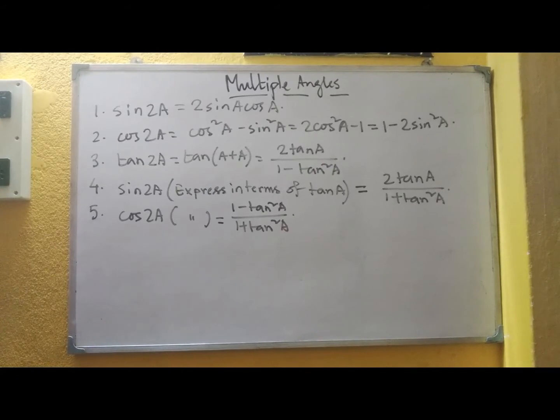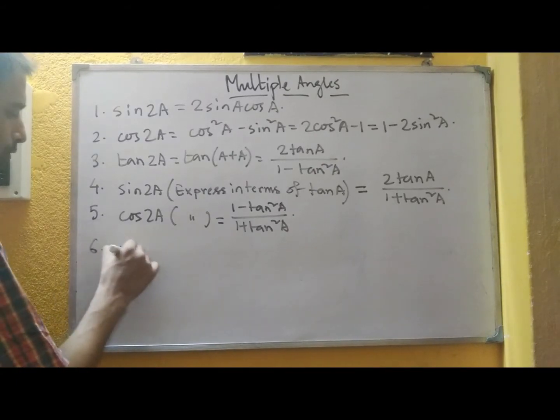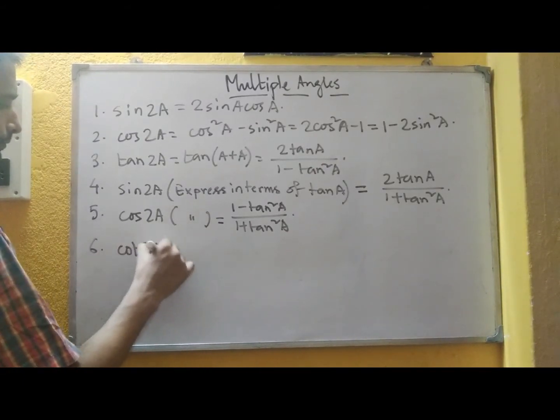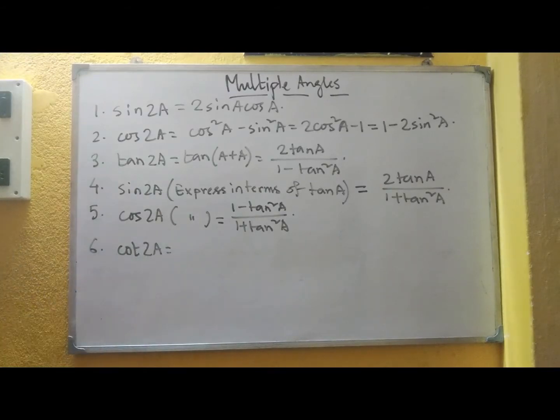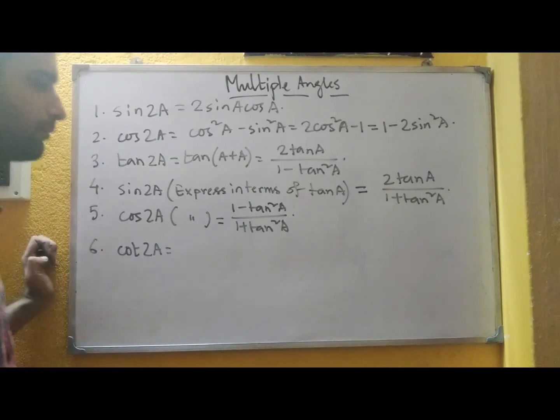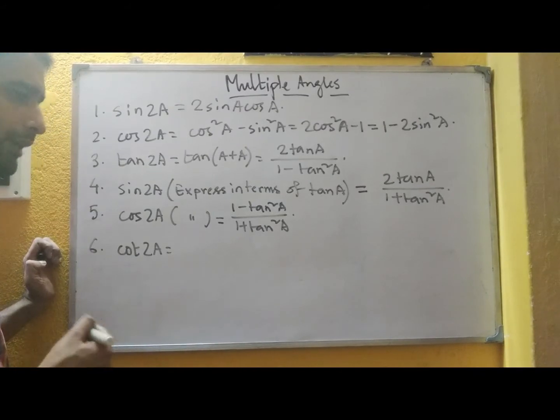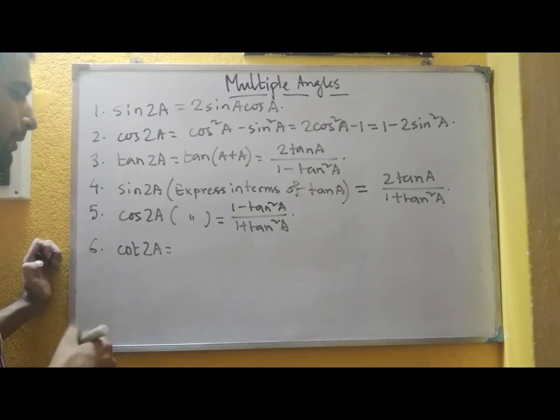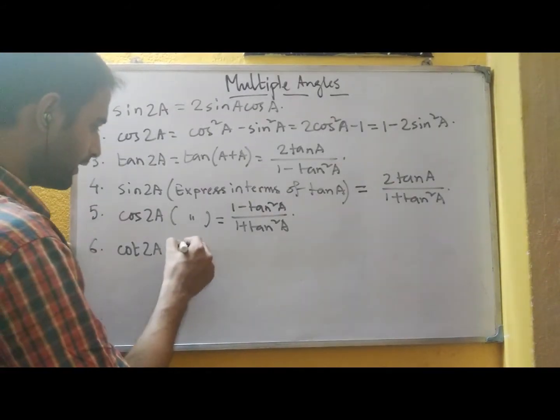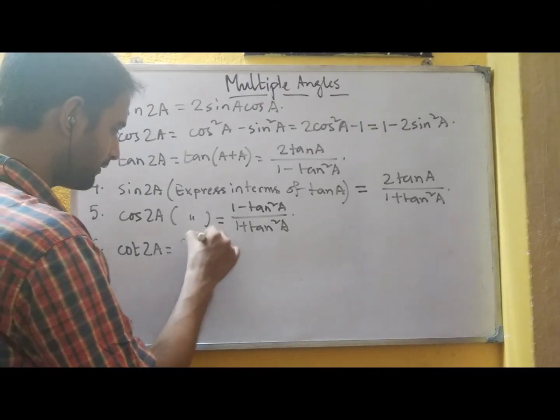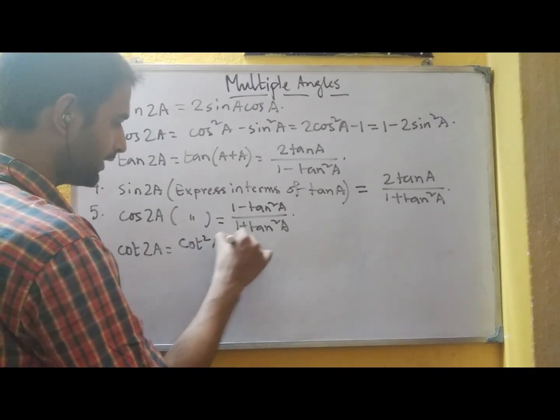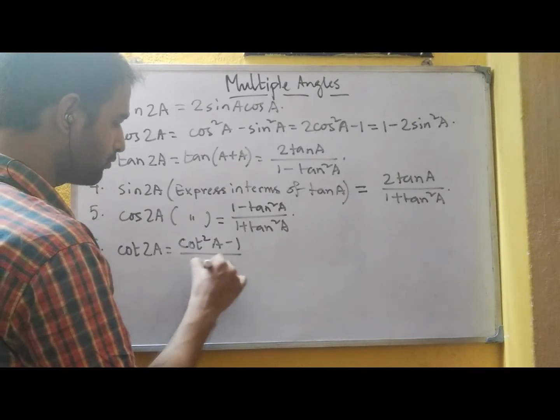So now we can easily write what is the formula for cot 2A. Since it is cot of A plus A, and we know that the formula for cot A plus B is cot A cot B minus 1 by cot A plus cot B, we can write here cot square A minus 1 by 2 cot A.